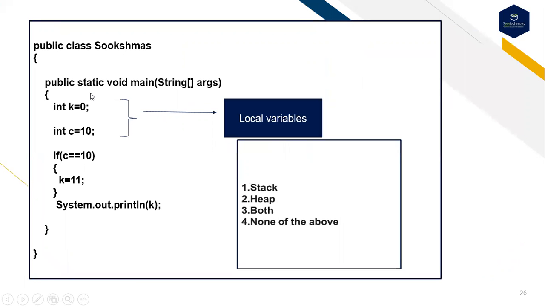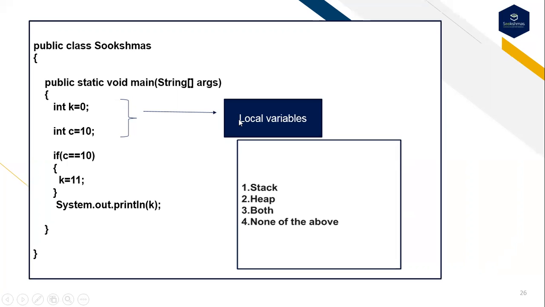Public class Sukshmas, and execution of the program begins from public static void main, and int k is equal to 0, int c is equal to 0. Here we are just checking the condition c is equal to 10, k is assigned 11, and printing the value of k. But the question here is, these two variables, int k as well as int c, are local variables present inside the main method.